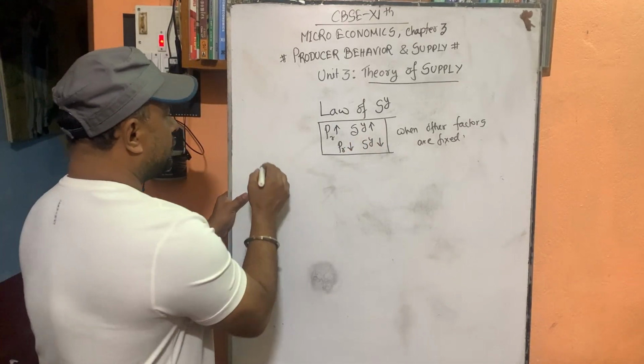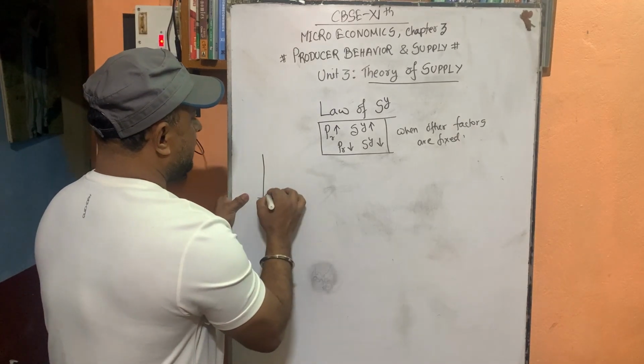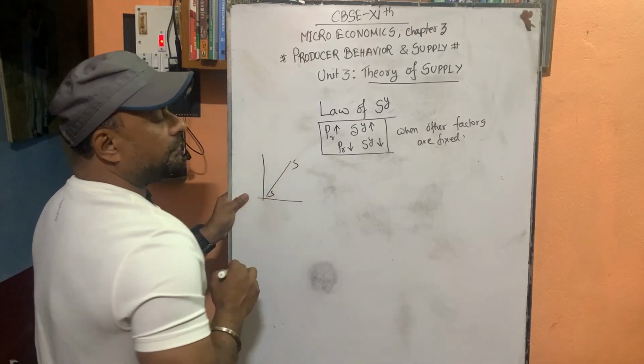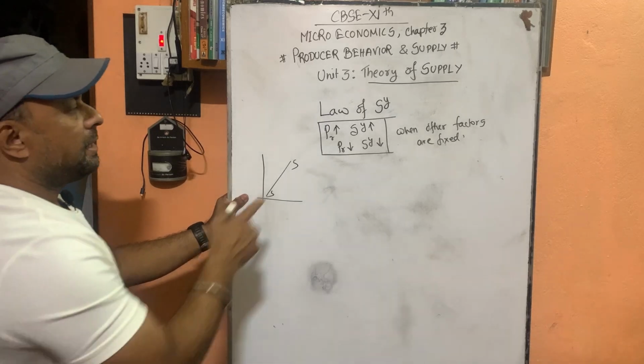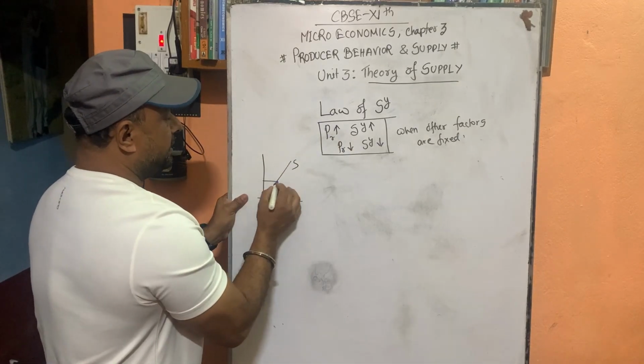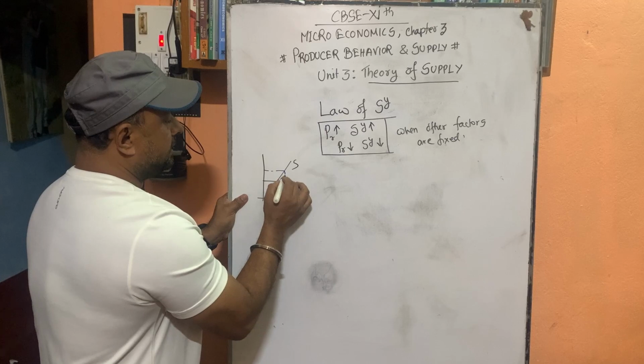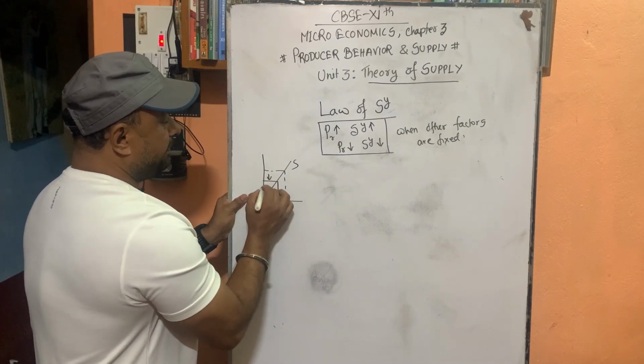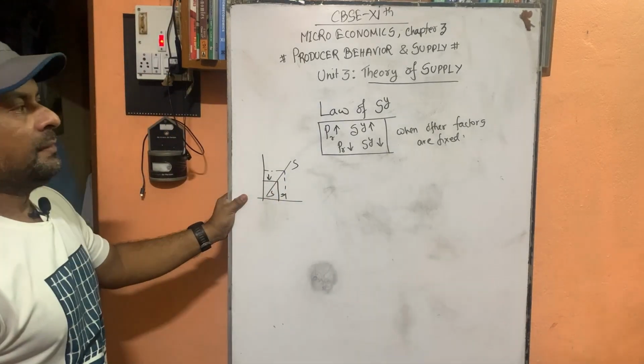Okay. Now, according to the law of supply, the supply curve is upward sloping, because there is a positive relation between the price of a good and its supply. See, if price increases, supply also will increase. If price decreases, supply also will decrease.